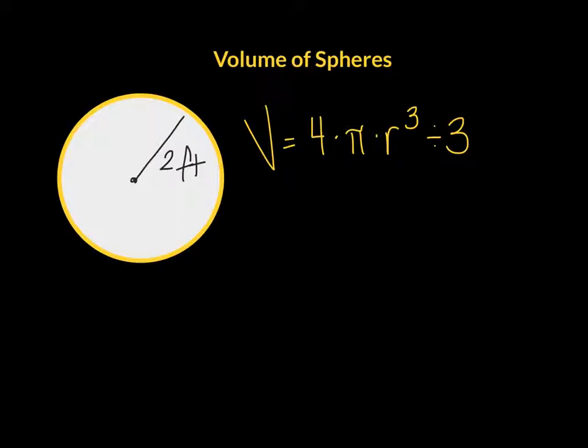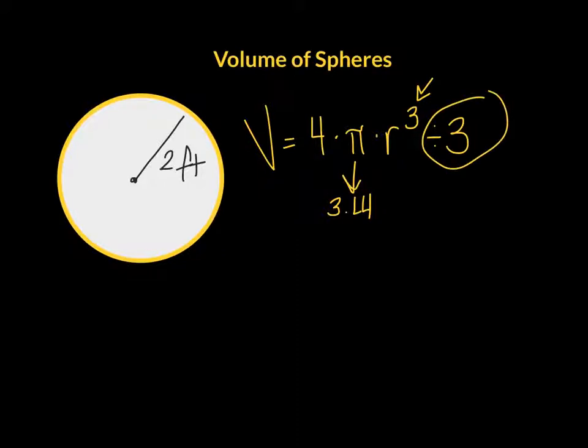So V, once again, stands for the volume of the shape. We have a 4. We have pi, which we use 3.14. And then here we have the radius cubed. So you want to be very careful here. The radius is still just from the center of the sphere to any of the outside spaces, but you want to make sure you multiply that number by itself 3 times. And then, just like with the cone, we have this divide by 3 piece that we cannot forget to do.